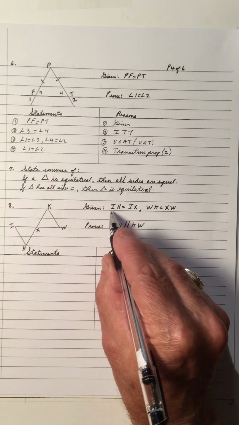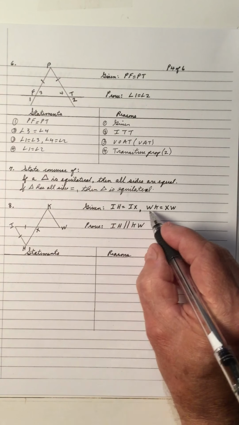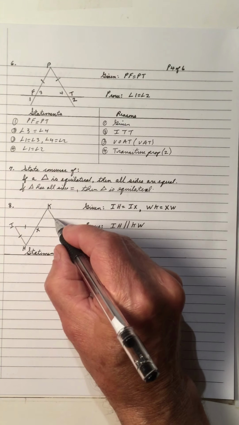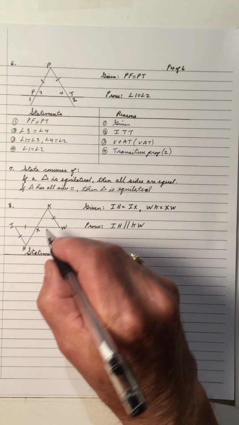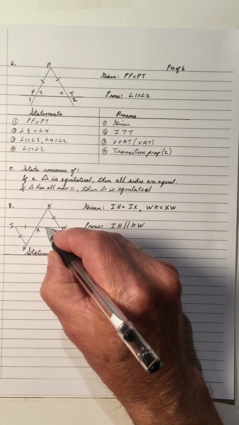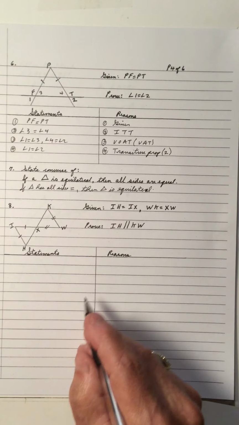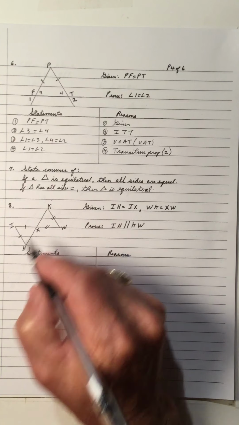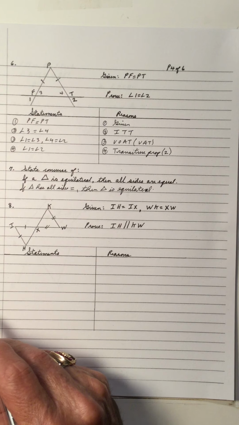And another proof, number 8. We have this diagram, we have IH is equal to IX, mark them. We have WK equal to XW, WK, XW, okay. Notice I marked these with 1 stroke, these with 2 strokes because they're different segments.